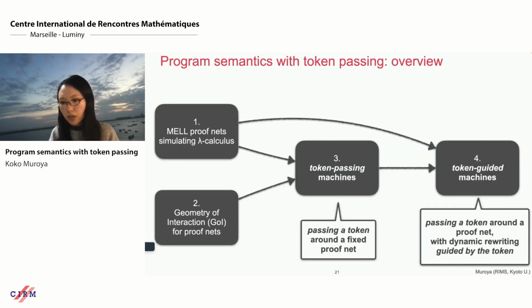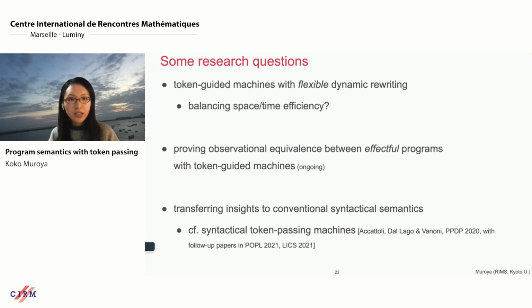Good, so I'm gonna wrap up. So there were some further research questions. So for token-guided machines, the machines I showed actually apply rewriting as much as possible. But we can think of some flexible rewriting where the token can choose not to rewrite the graph. And by this, we can expect that the space and time efficiency can be balanced in a good way. So this is one question.